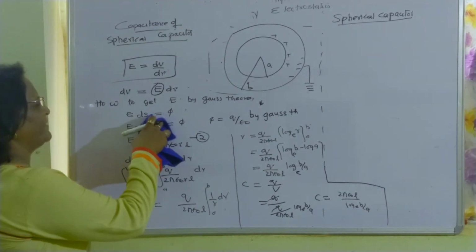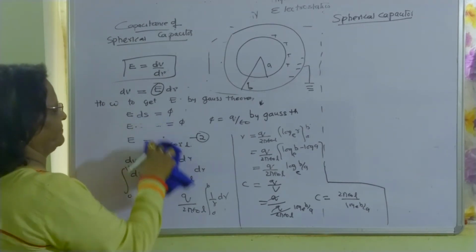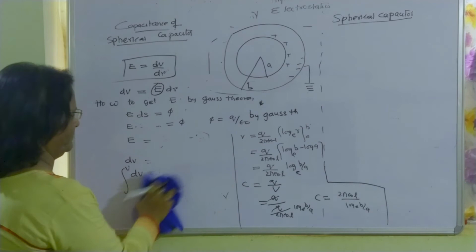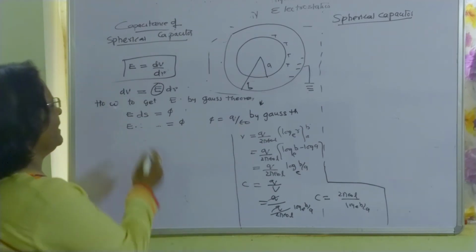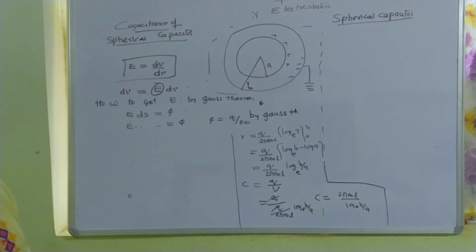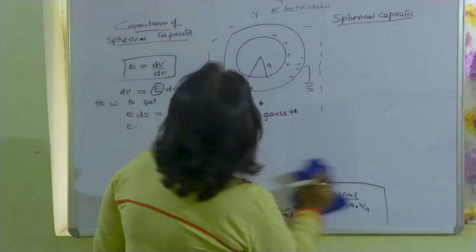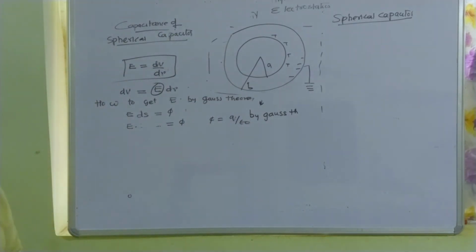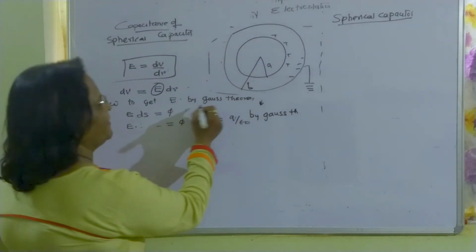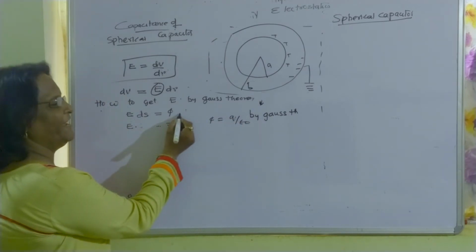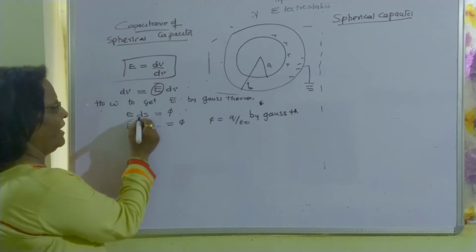So what else will change here? E equals to dV upon dr will remain as it is. Okay, then dV equals to E dot dr. Okay, how to get E by Gauss theorem? E ds into phi, that we know. What will be ds?